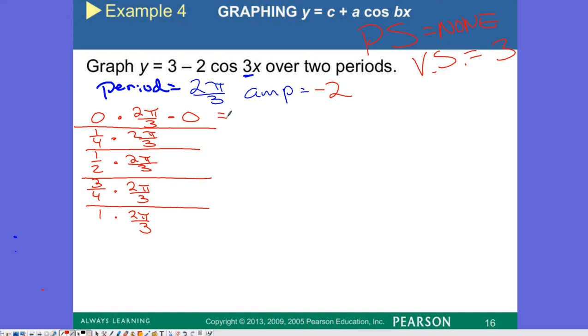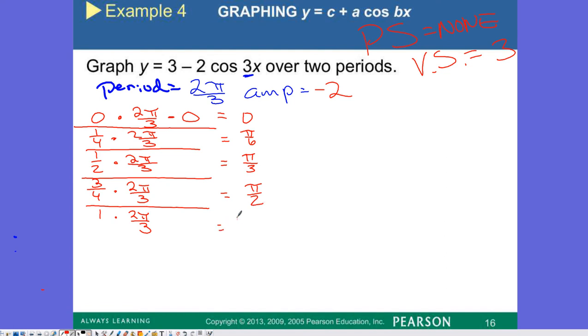So this is going to be 0. Next one: 2 pi over 12, which is pi over 6. This is going to give me pi over 3. That was 2 pi over 6. The next one's going to be 6 pi over 12, which is very good. Pi over 2, right?